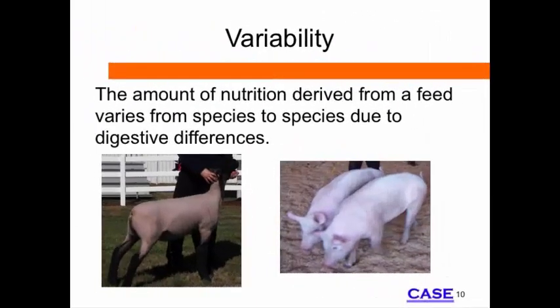Each species of animal digests and utilizes feed in slightly different ways. Due to this, feedstuffs provide different quantities of nutrients to different animals. The greatest differences often occur between ruminant and monogastric animals.